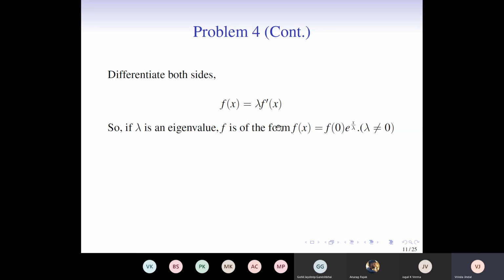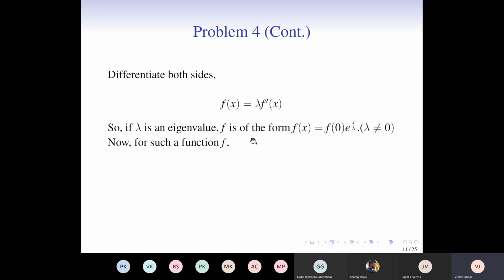If we just solve this differential equation, this is similar to what you must have studied in school. If lambda is an eigenvalue and f follows this equation, it will be of the form f of x equal to f(0) e raised to the power x by lambda. Obviously lambda occurs in the denominator, so lambda cannot be equal to 0. So f should be of this form. Now this does not give us the answer right away.